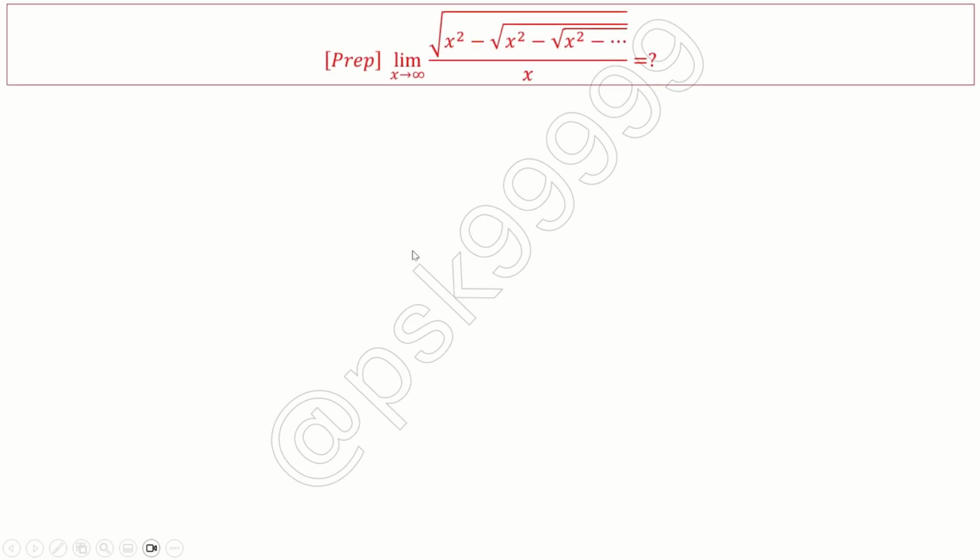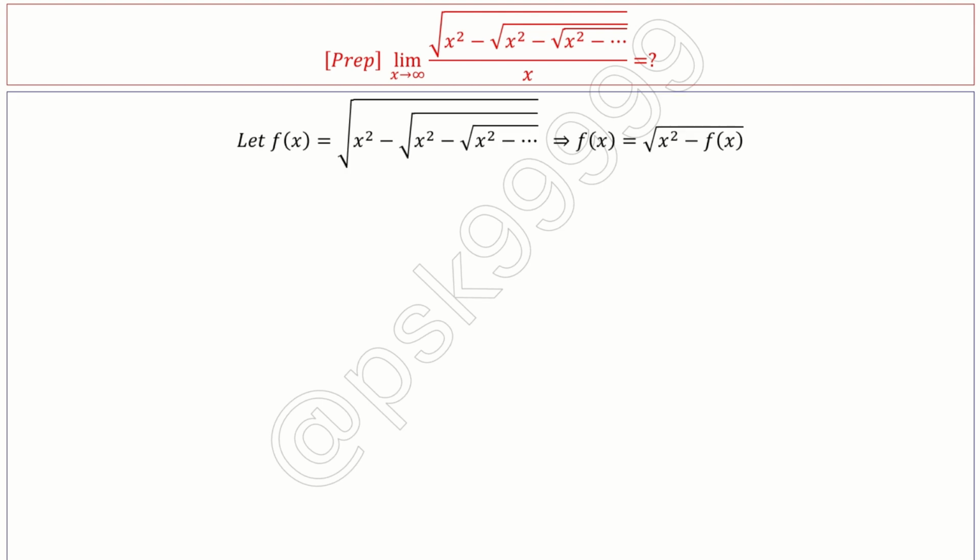Limit x tends to infinity, square root of x square minus square root of x square minus square root of x square infinite times, divided by x, equal to how much? Whether this problem comes in number theory or polynomials, wherever, we know how to solve it. We always take it as a function of x. The infinite series we convert into a function of x. The same thing we'll do here, and apply the sandwich theorem. Let's see how to do this.